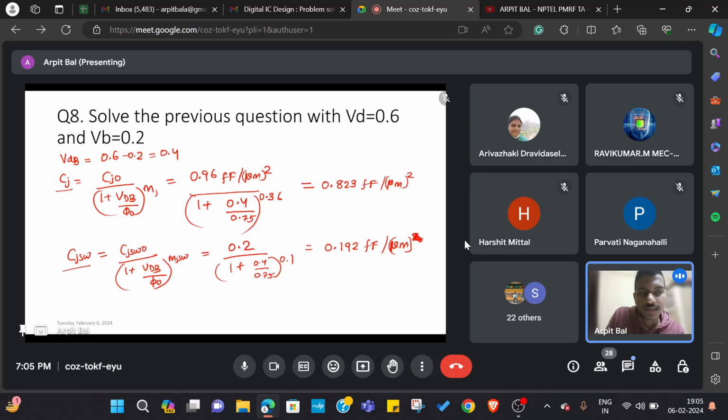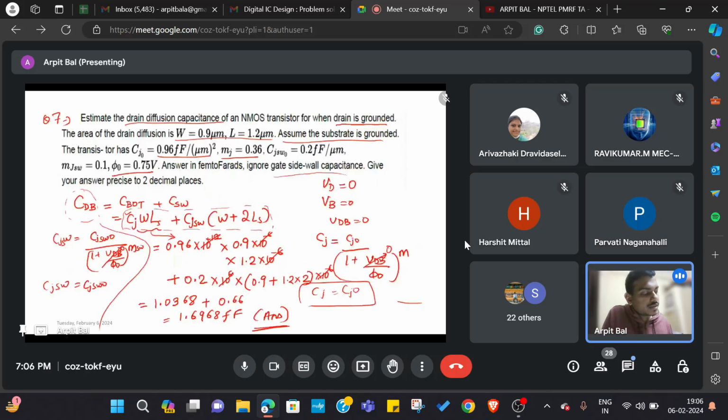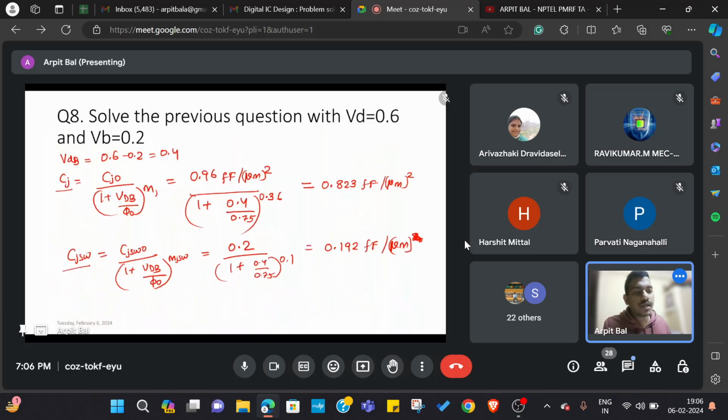We figured out what that CJ value and that CJSW value are, and based on that, we need to repeat this calculation and just substitute CJ and CJSW with their respective values. Okay, that's all we did. So I think these things should cover your capacitance related problems.